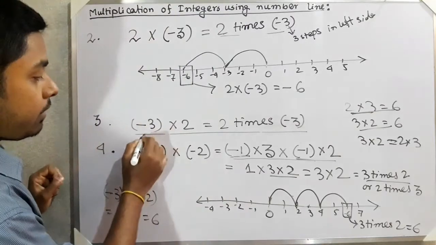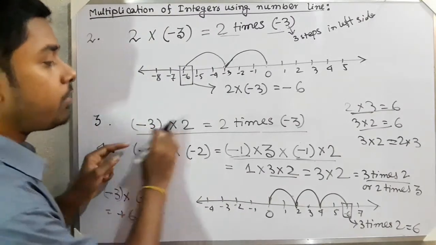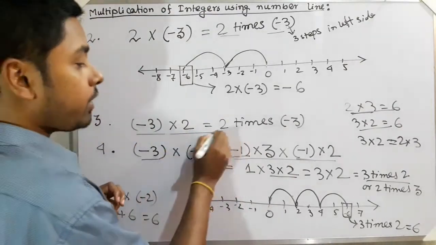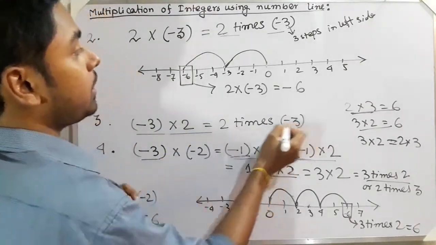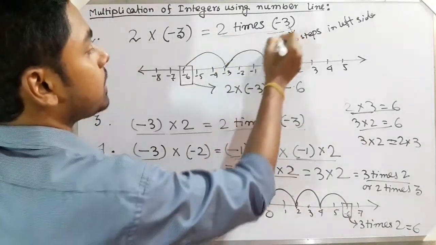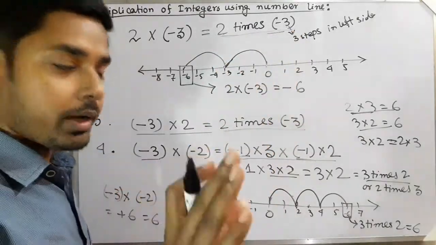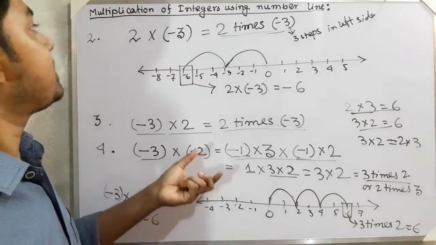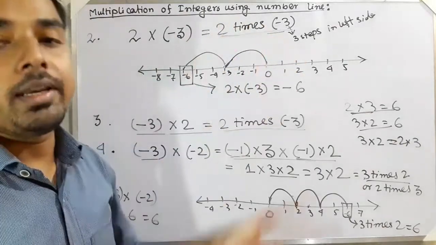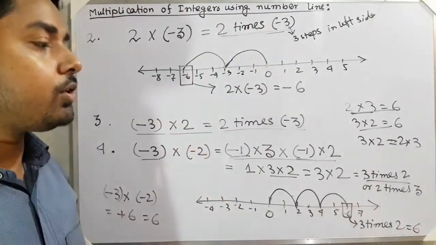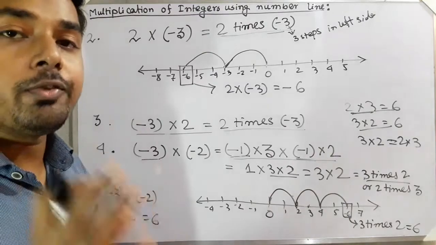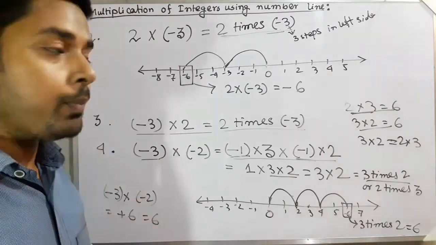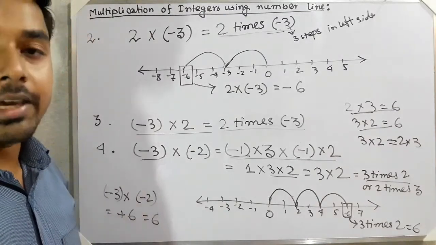Okay, and whenever we have the negative integer in the first position, then we can change it like this. That means minus 3 into 2, we can write it as 2 times minus 3. Then 2 times minus 3, the same thing we have to do. Okay, so these are the processes to multiply integers using the number line. Okay, and in the next video we will learn the absolute value of an integer, or the modulus value of an integer. Okay, so pause the video to note it down, and thank you for watching my video.